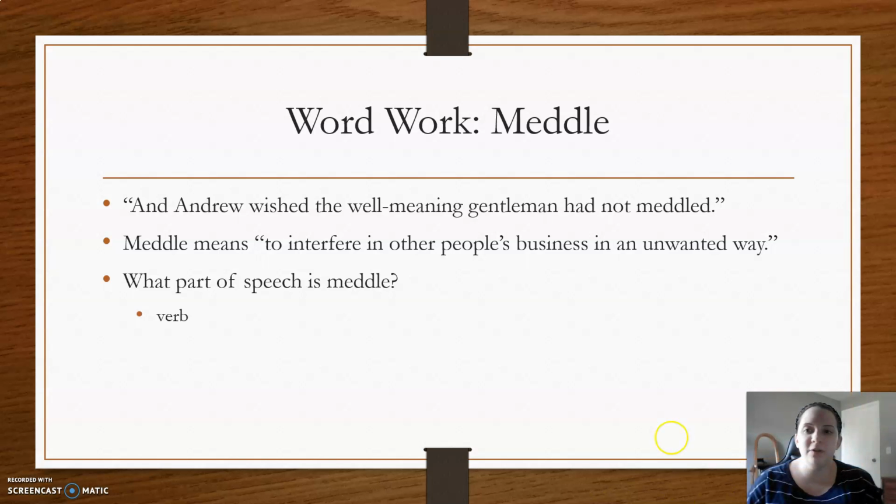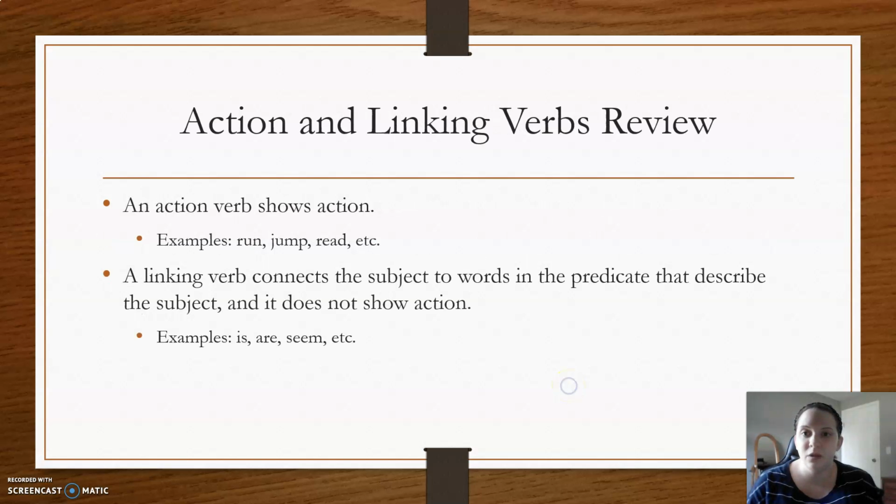Okay, so our word work for today is meddle, and Andrew wished the well-meaning gentleman had not meddled. Meddle means to interfere in other people's business in an unwanted way, and that is a verb. So we're going to be talking about action and linking verbs again. We've talked about them previously. Remember, action verbs show action: run, jump, skip, hop. All of those are examples of actions, while linking verbs connect the subject to the predicate without it explicitly doing an action. So is, are, things like that.